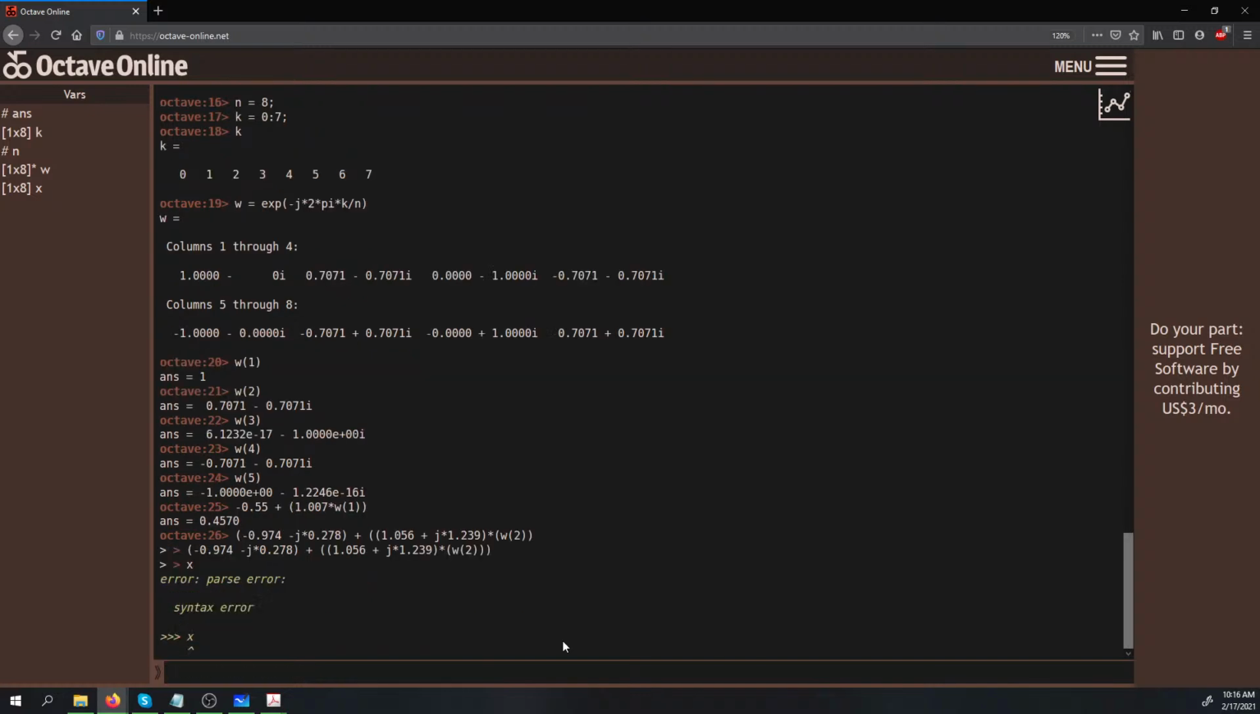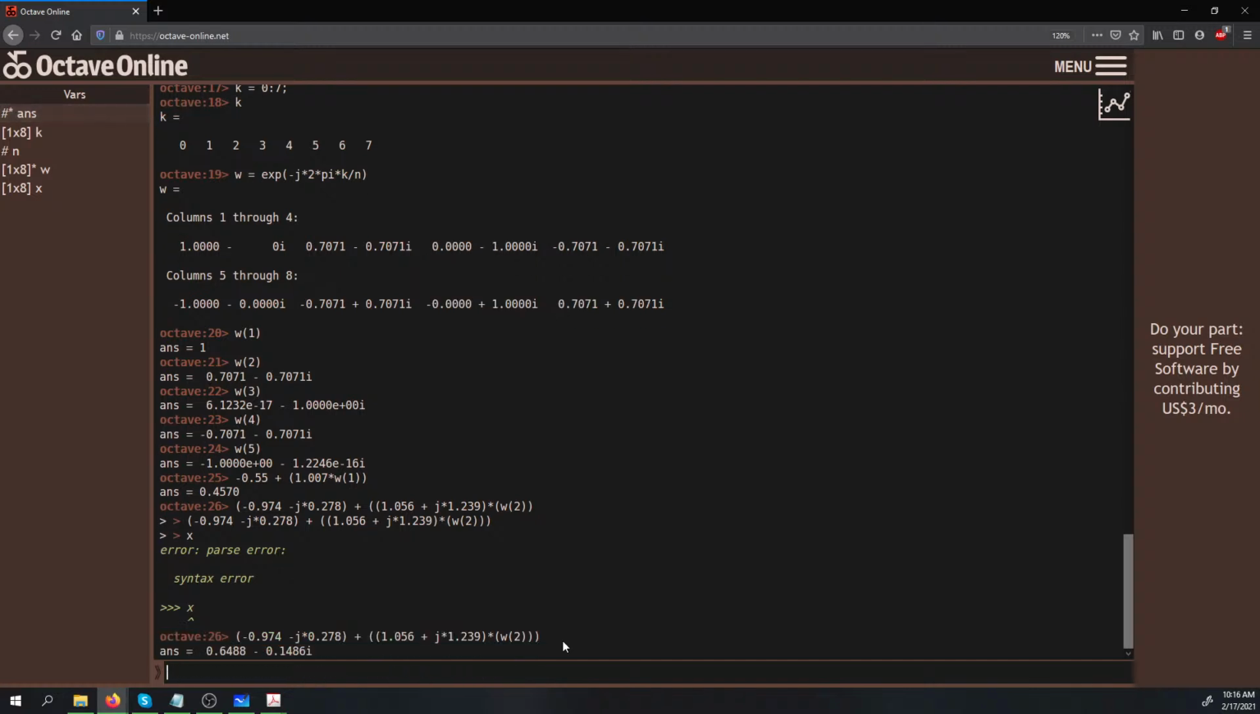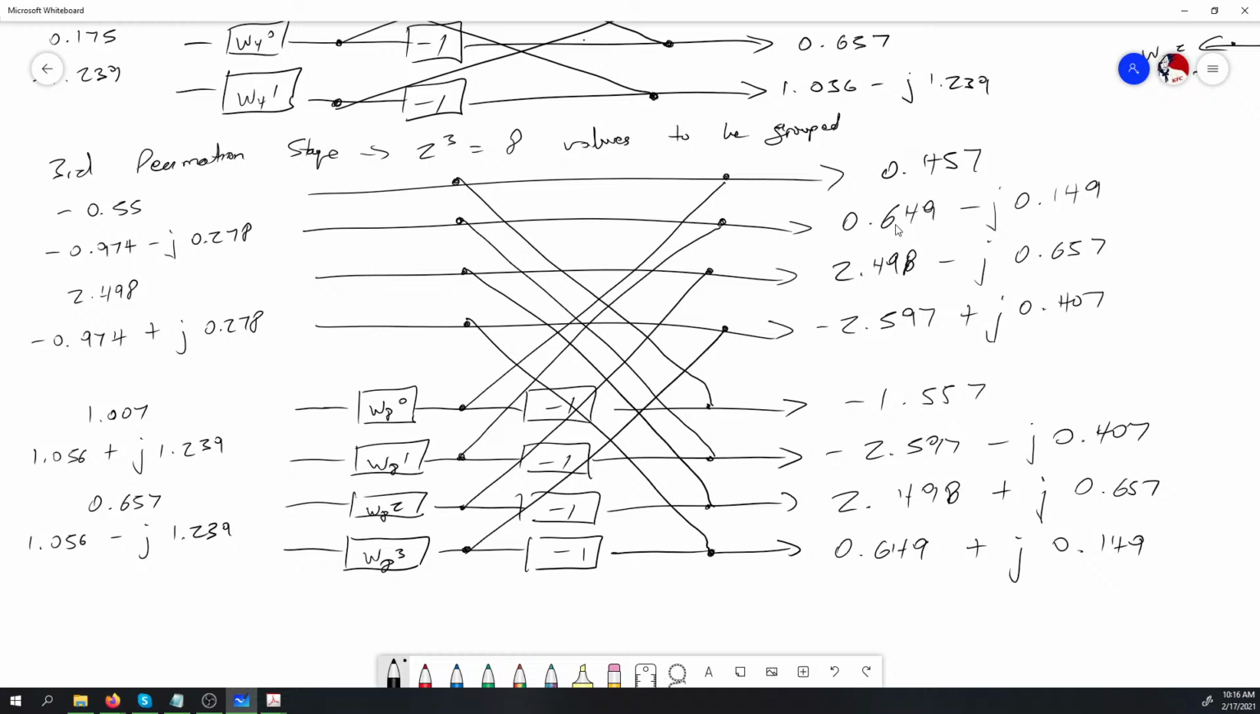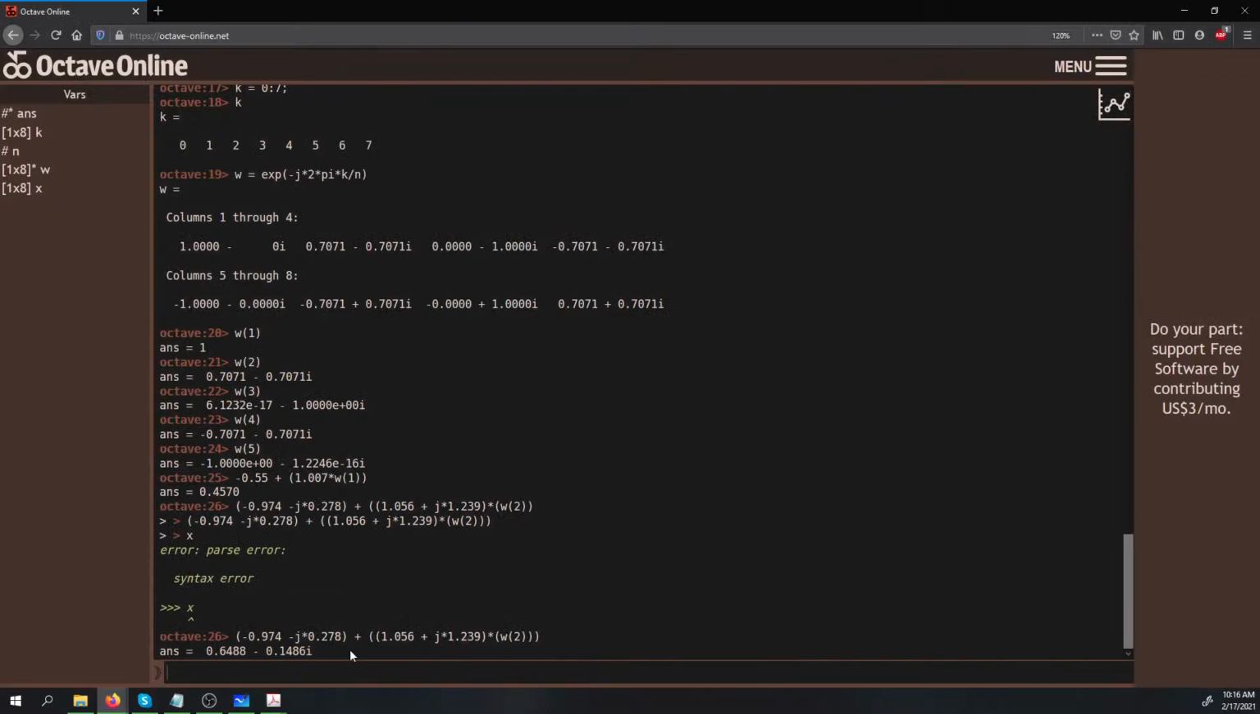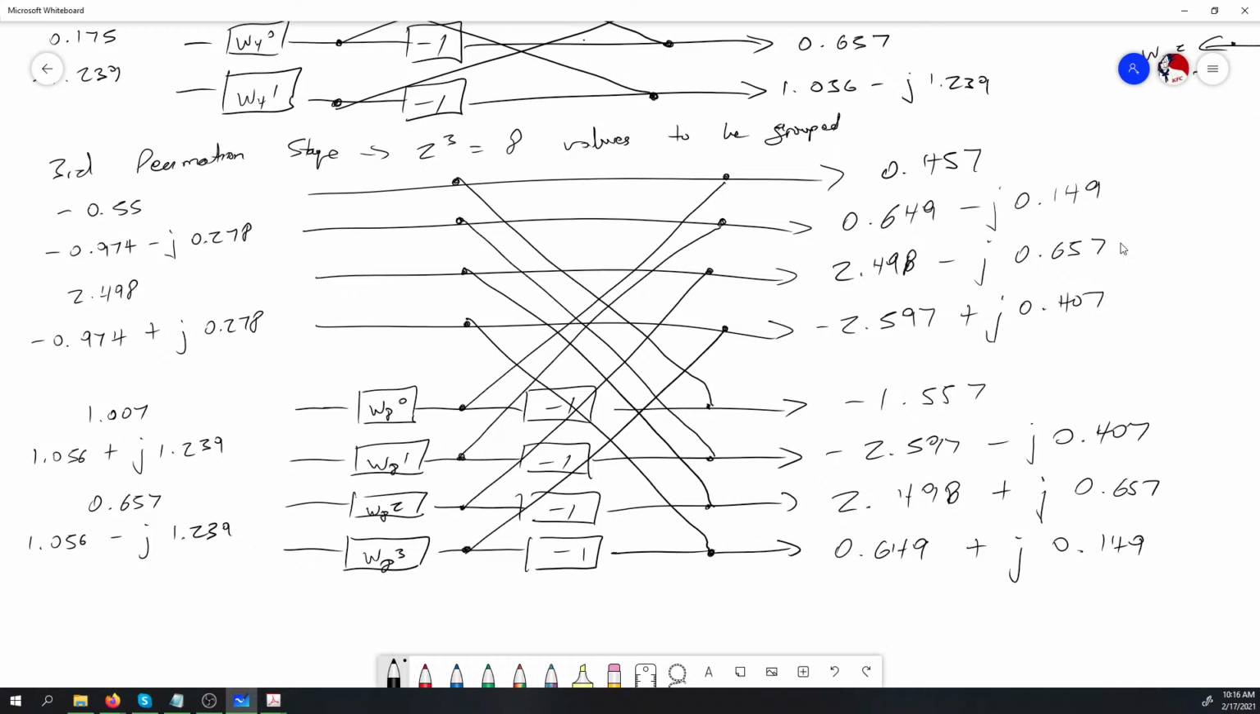Get this back to where it was. Right. You can see here that it calculates out our answer as first accordingly, which matches back to what we had. 0.6488, which I rounded off, minus 0.1486, which was 0.149, accordingly as of such.